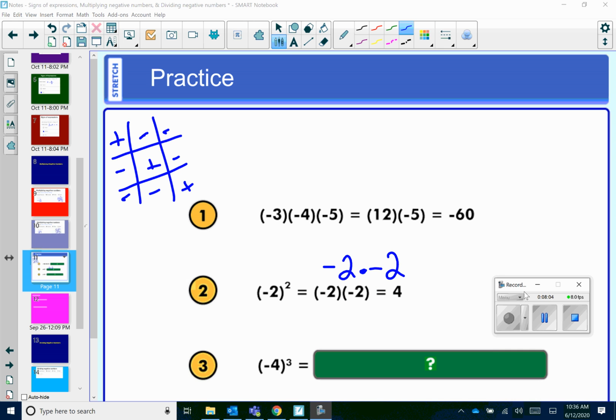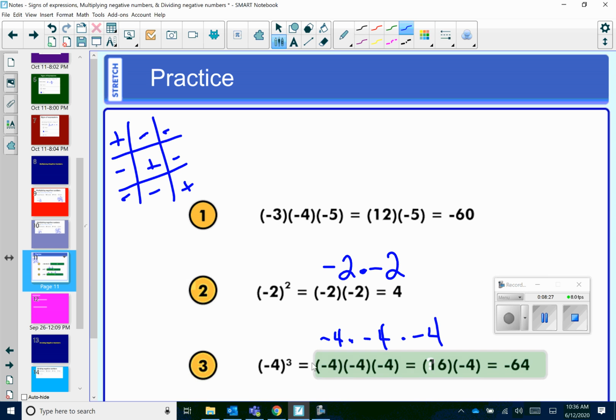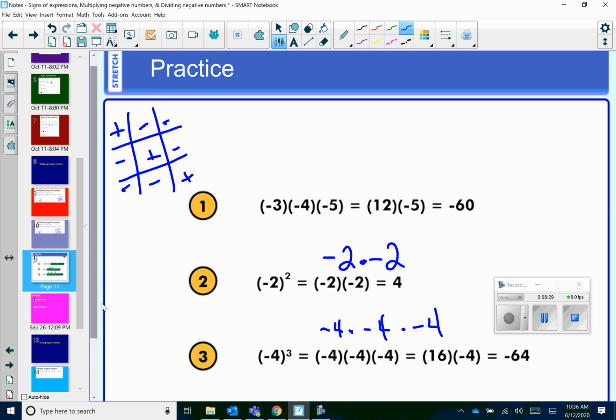This last one is -4 now in parentheses, which means that you're cubing -4, which is -4 times -4 times -4. Well, I have 3 negatives, which means my answer is going to be a negative. 4 times 4 is 16, and 16 times 4 is 64. So our final answer here would be negative 64.